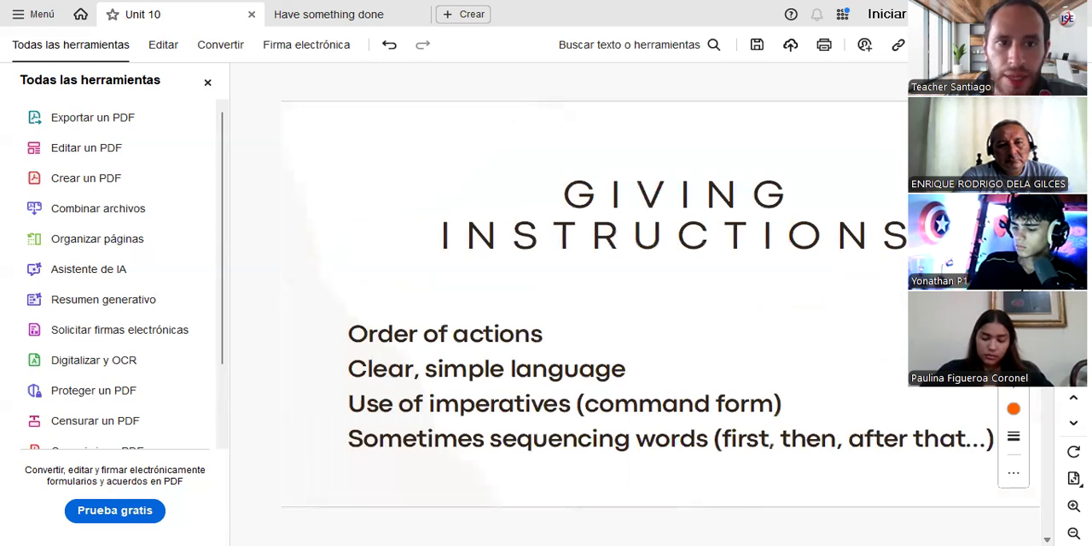So now we are going to work today on giving instructions. What verb tense do we use for giving instructions? Do you remember?